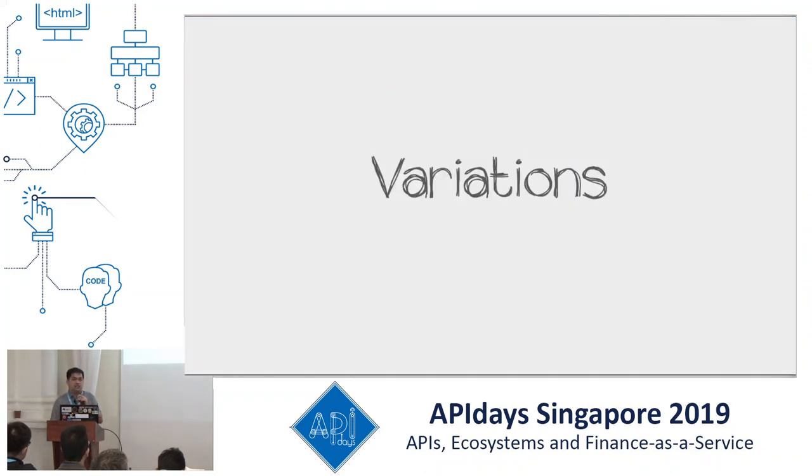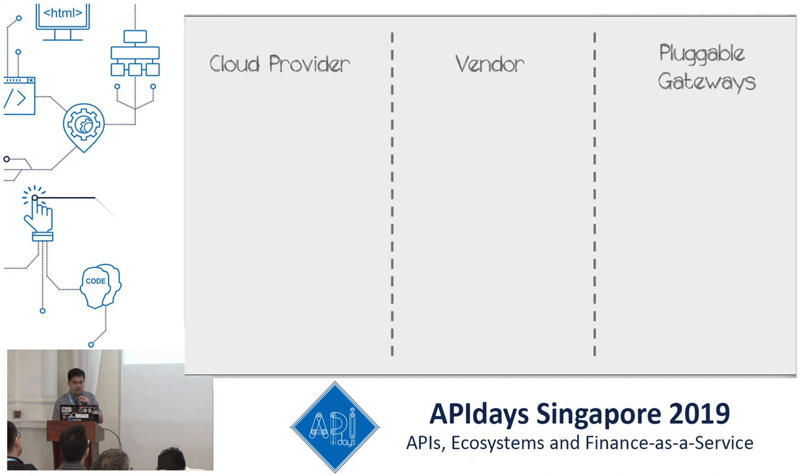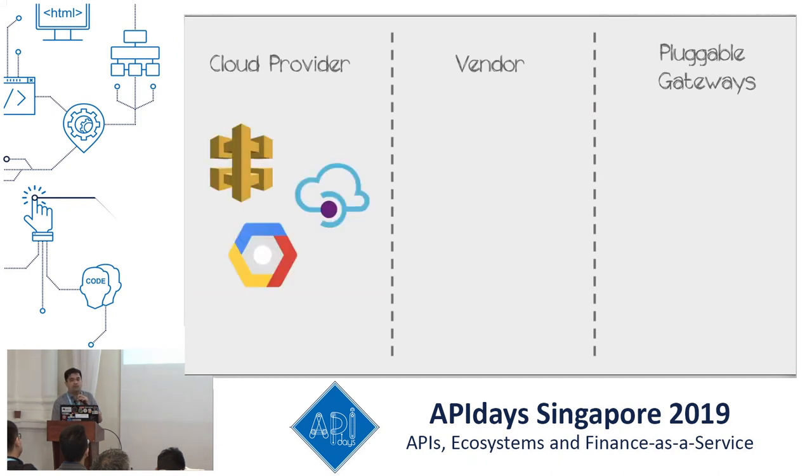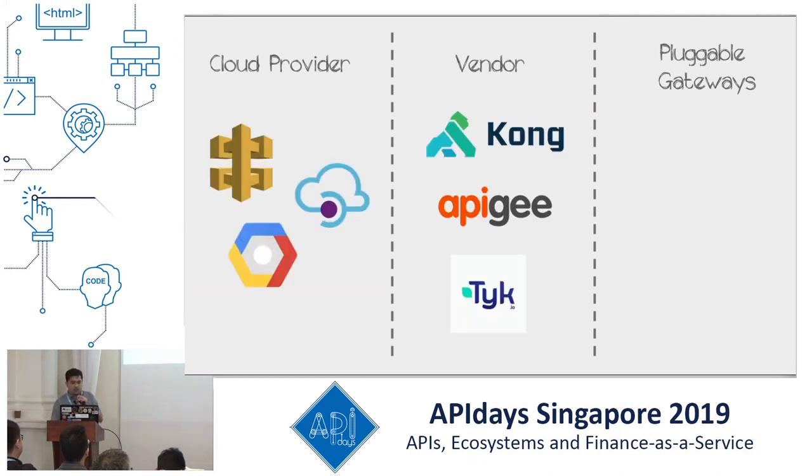So let's now discuss the different variations and types of API gateways that you can try. There are three of them. The first is the cloud provider, so the big three. And then you have vendor-based, which is Kong, Apigee, and Tyk. There are more of them.